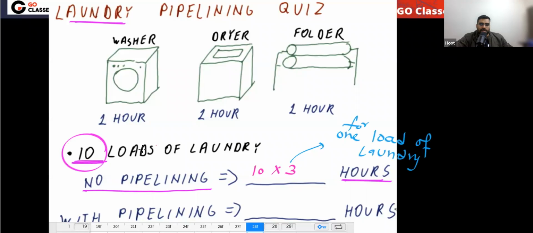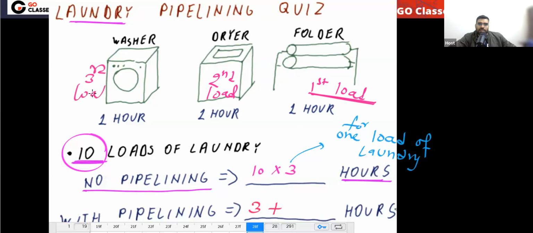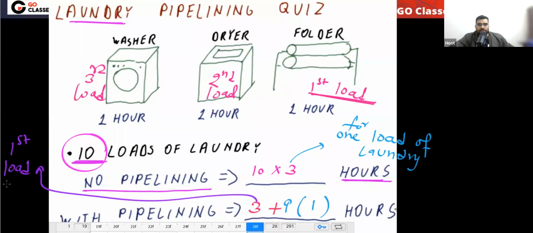See, very simple concept: the first load will take 3 hours, agree? But when the first load is here, then the second load is here, and then the third load is here. So the first load will take 3 hours. But the remaining 9 loads will take only 1 hour each. So finally, how much time? Only 12 hours. Yes or no?